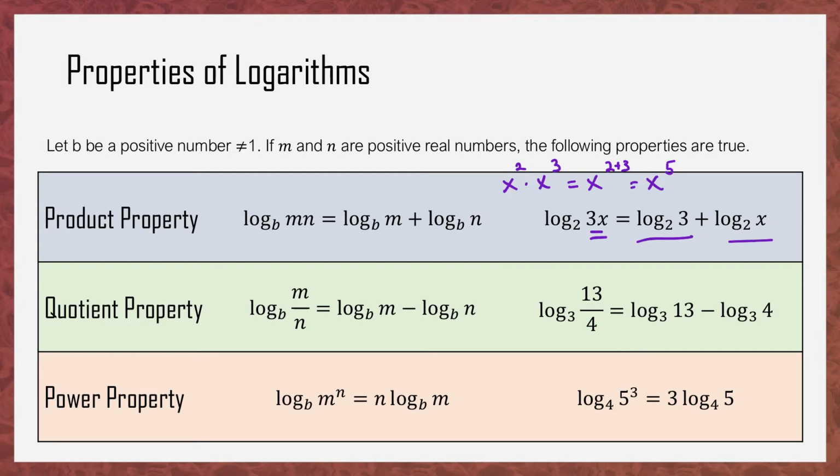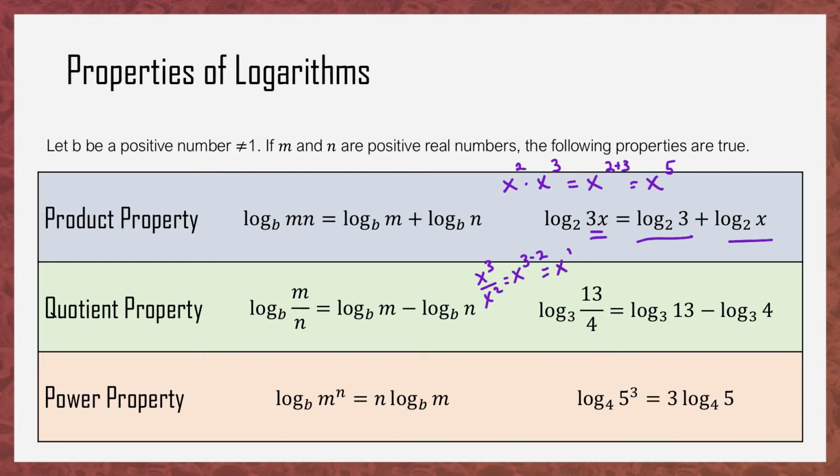All right, the quotient property. Once again, let's do one out that has exponents. So x to the third over x squared ended up being x to the 3 minus 2, which is x to the first power. That was the quotient property as it applied to exponents. Let's see how it applies to logarithms.